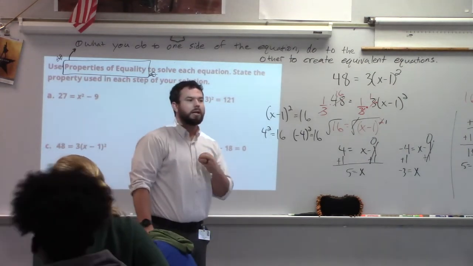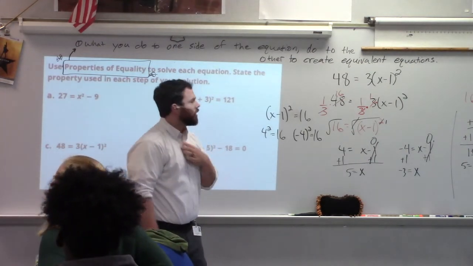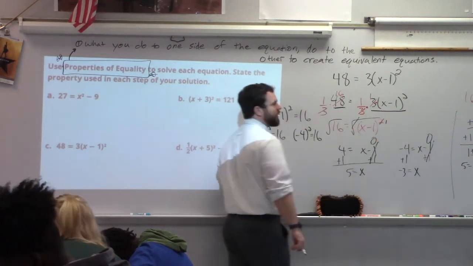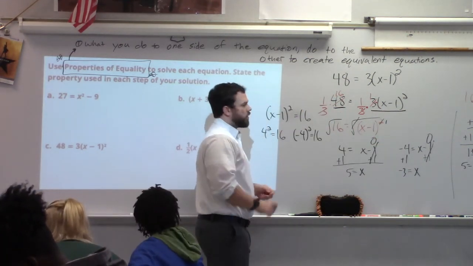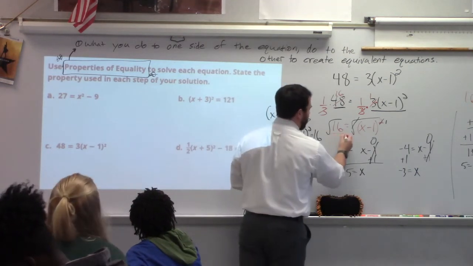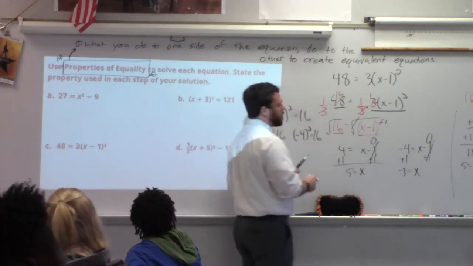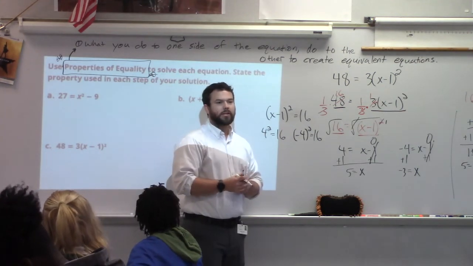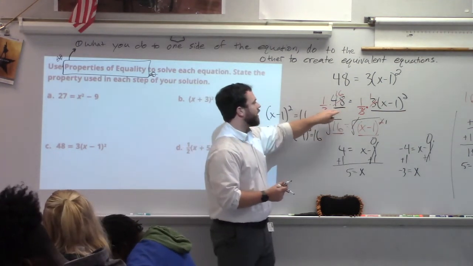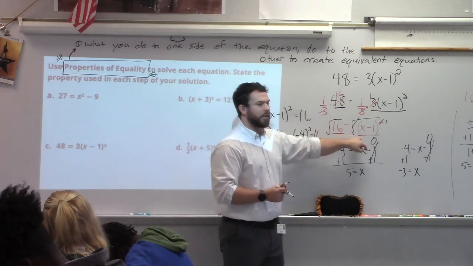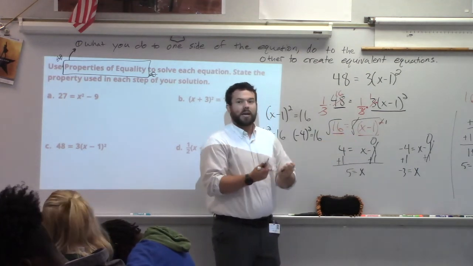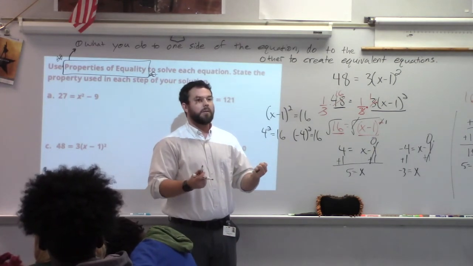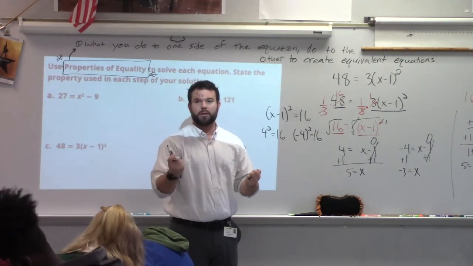I want y'all to pay attention to this at this point. Do you see this black equation, 48 equals 3 times x minus 1 squared? Does that look different than this brown equation, 16 equals x minus 1 squared? Yes, but they're equivalent. That's the whole point of the properties of equality. These equations may look different, but because I used the property of equality, they are equivalent to each other. They look different, but they are telling the same story.